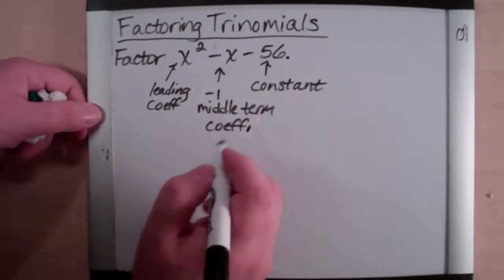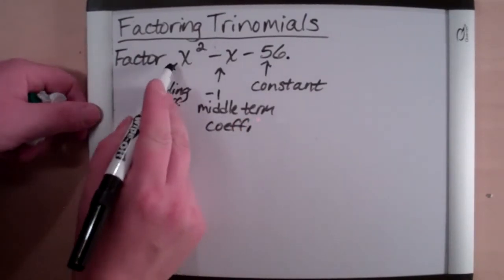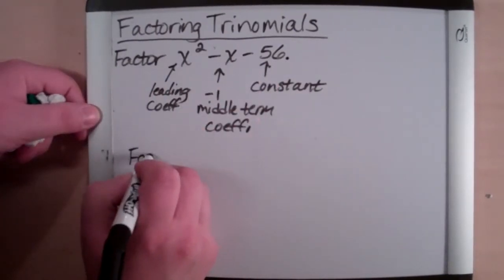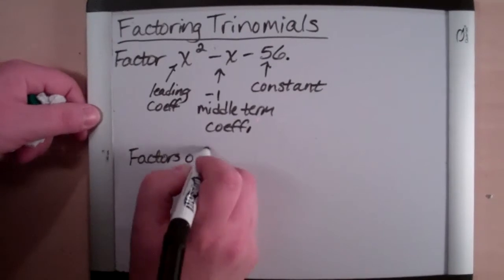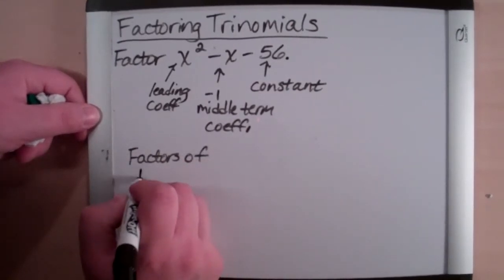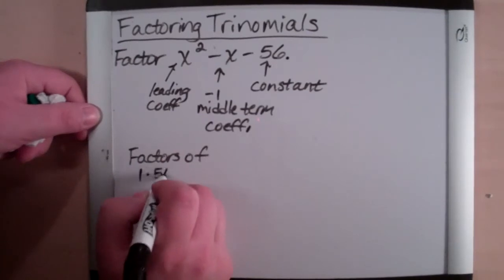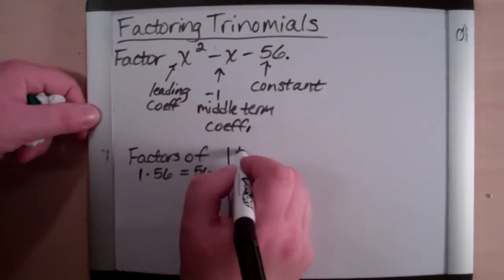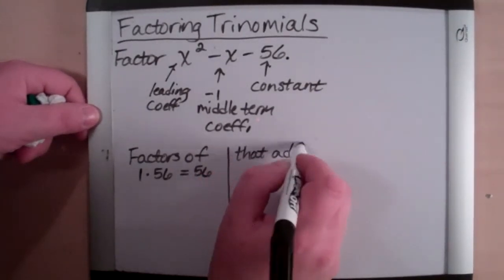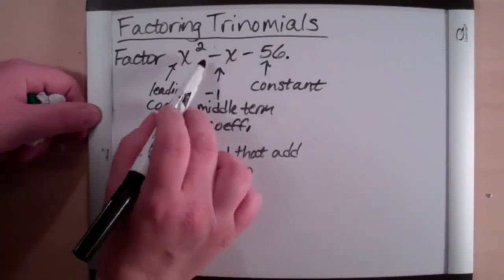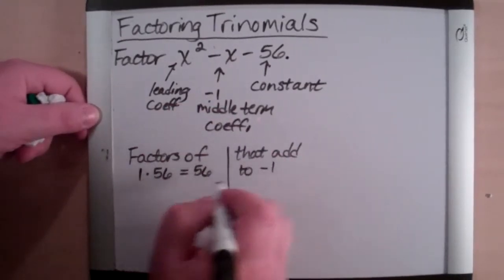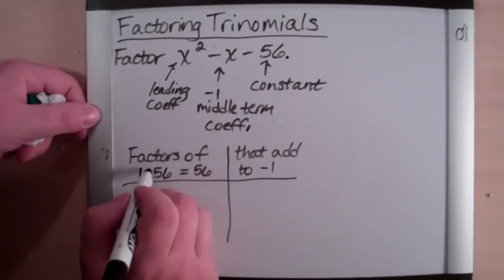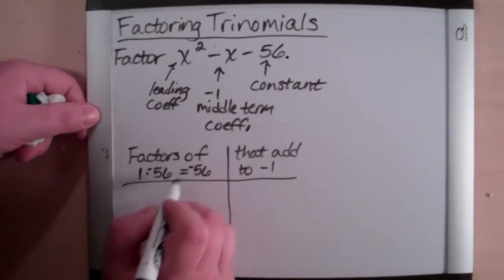And what I had shown you in class is that if I take the leading coefficient and multiply it by the constant, so I'm going to have factors of, this is going to be 1 times 56. So they're factors of 56 that add to the middle coefficient, negative 1. Okay. Now I need to correct this because that should be negative 56 right there. Okay.